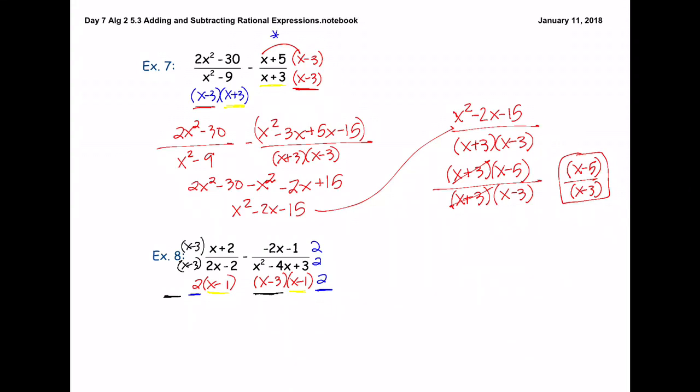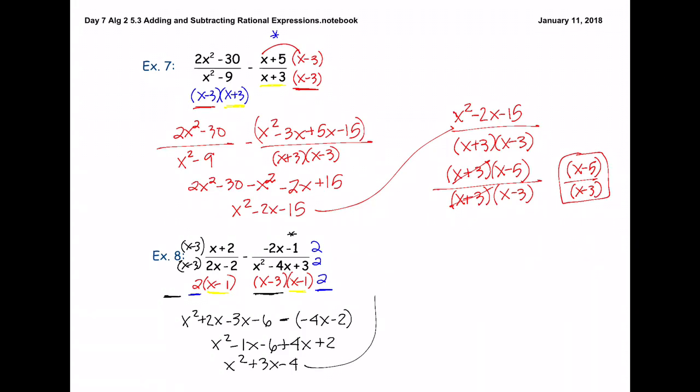When we distribute all of that out, we should get x squared plus 2x minus 3x minus 6. We're subtracting, so we want to put everything in this numerator in parentheses, negative 4x minus 2. Combined our like terms, we get x squared plus 3x minus 4. That is our new numerator.